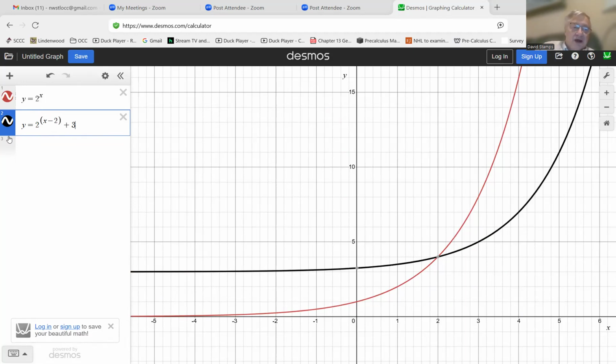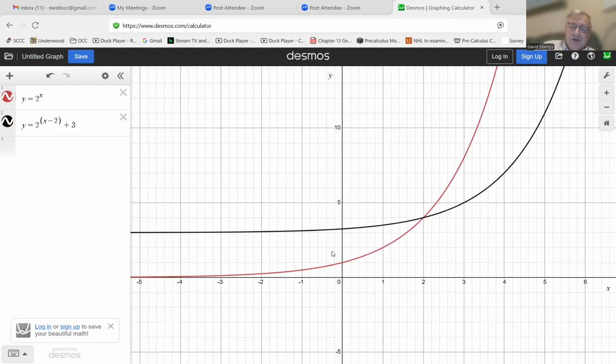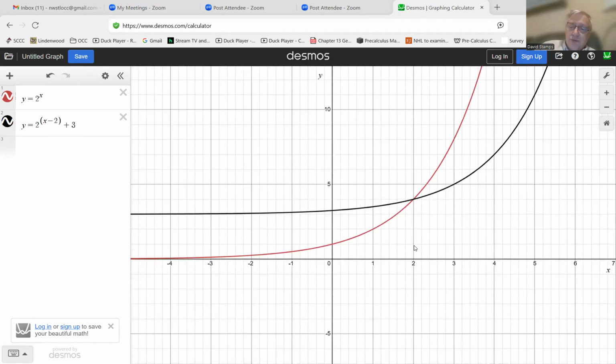So the x minus 2 would move the graph. For example, the point 0, 1 would go to 2, 1, 2 units to the right. And then after that, the graph would go upward. I'm looking at the black graph as the second graph. It goes 2 units to the right and then up 3 units. And you could add additional transformations like reflections or stretching, shrinking, those kinds of compression type of operations.